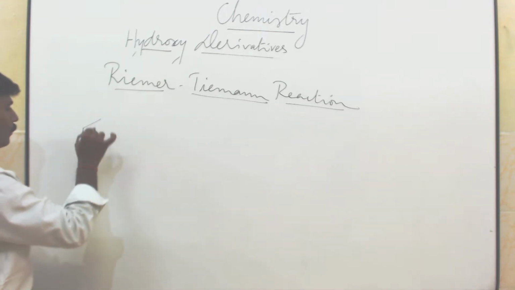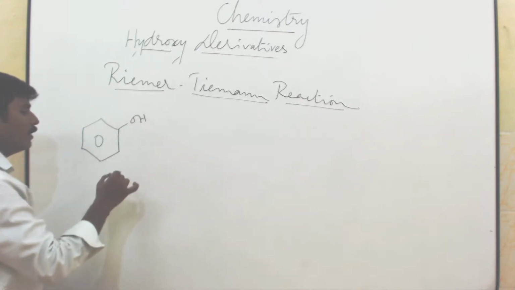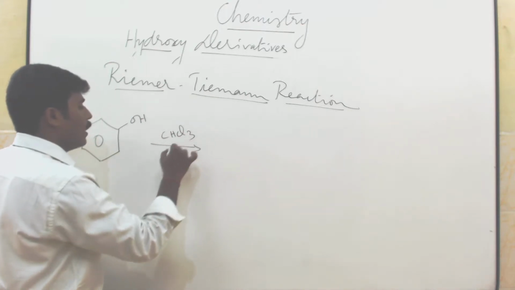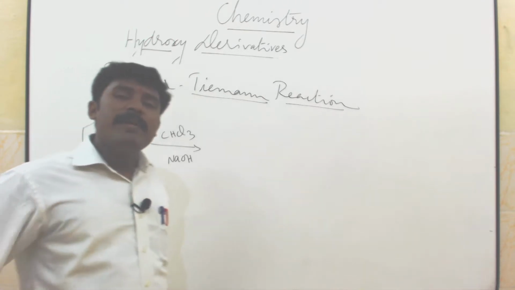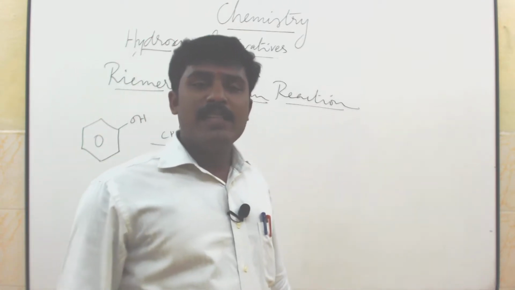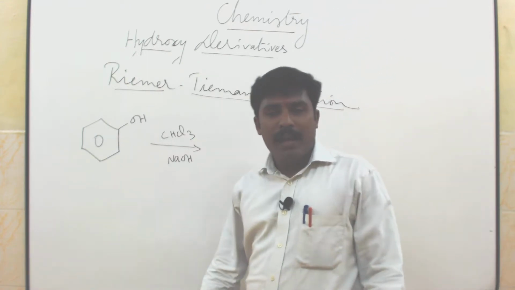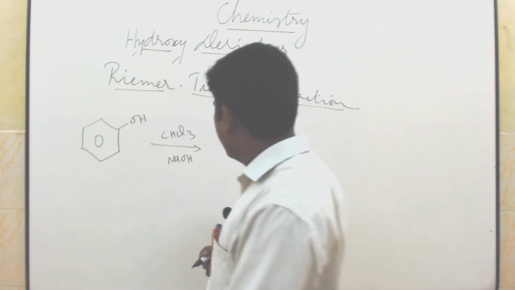Phenol. Phenol reacts with chloroform and NaOH. This is nothing but a formylation reaction. Formylation means aldehyde group. So you are going to add a formyl group in the ortho as well as para position. This is nothing but a formylation reaction.